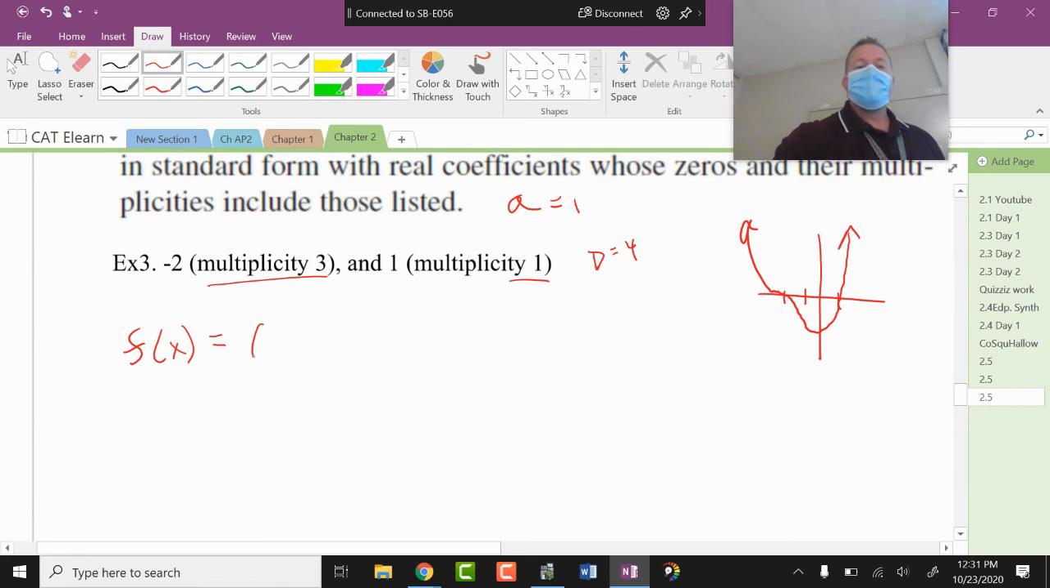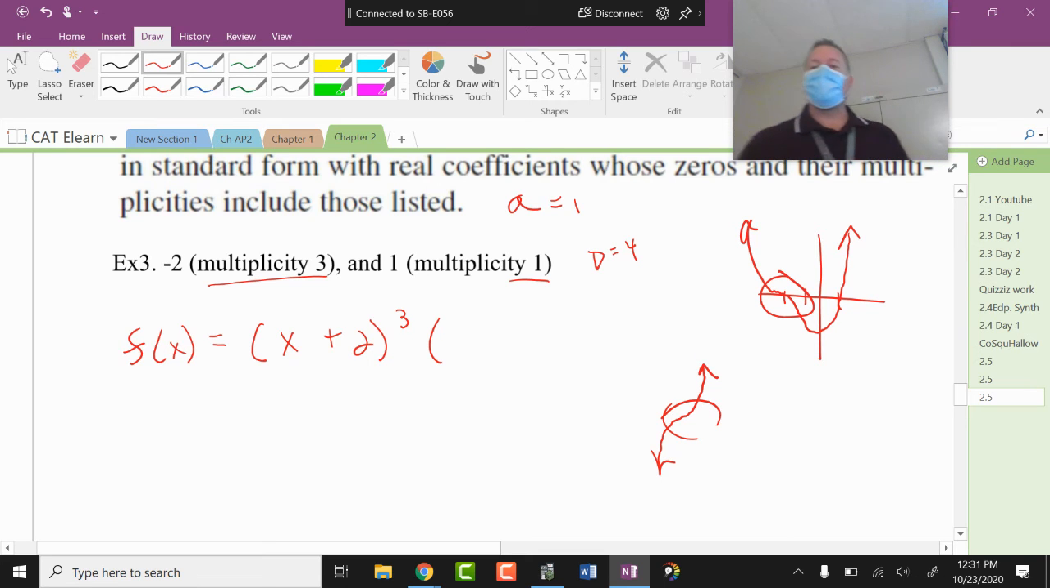It goes like a cubic through there. You know how a cubic looks? You know how a cubic flattens out like that? No, it just goes straight through, like a linear, like no character whatsoever. Then multiplicity 2's bounce.